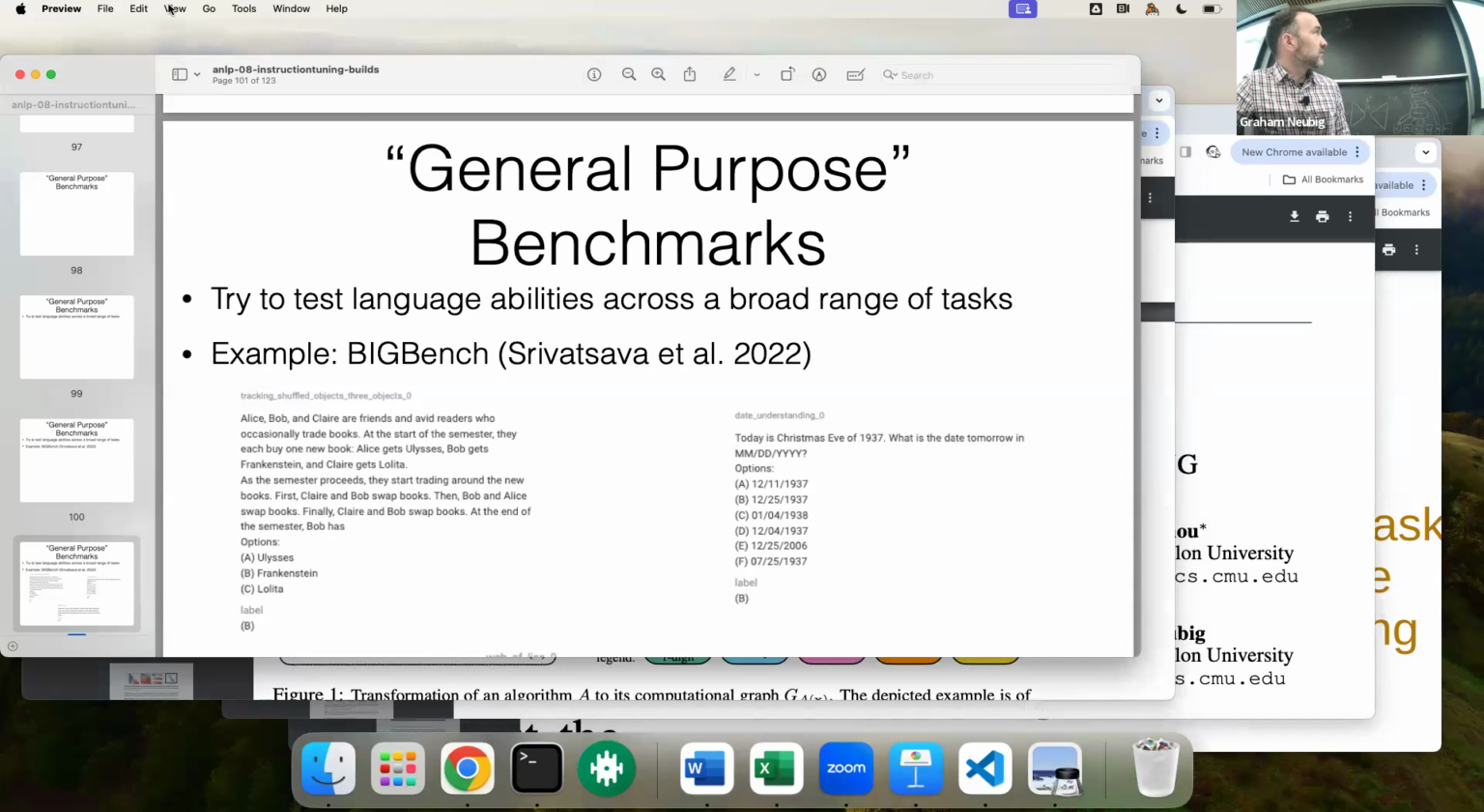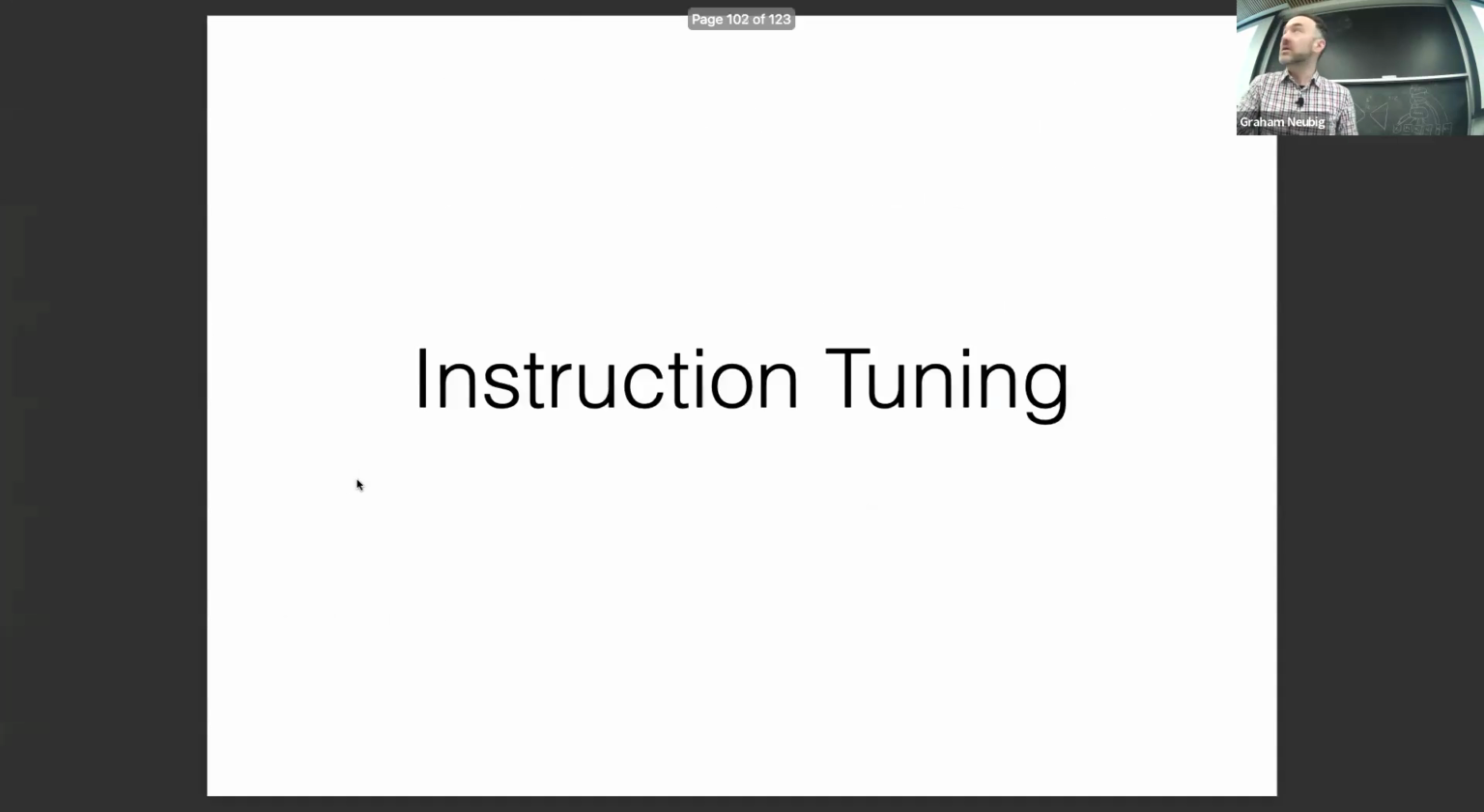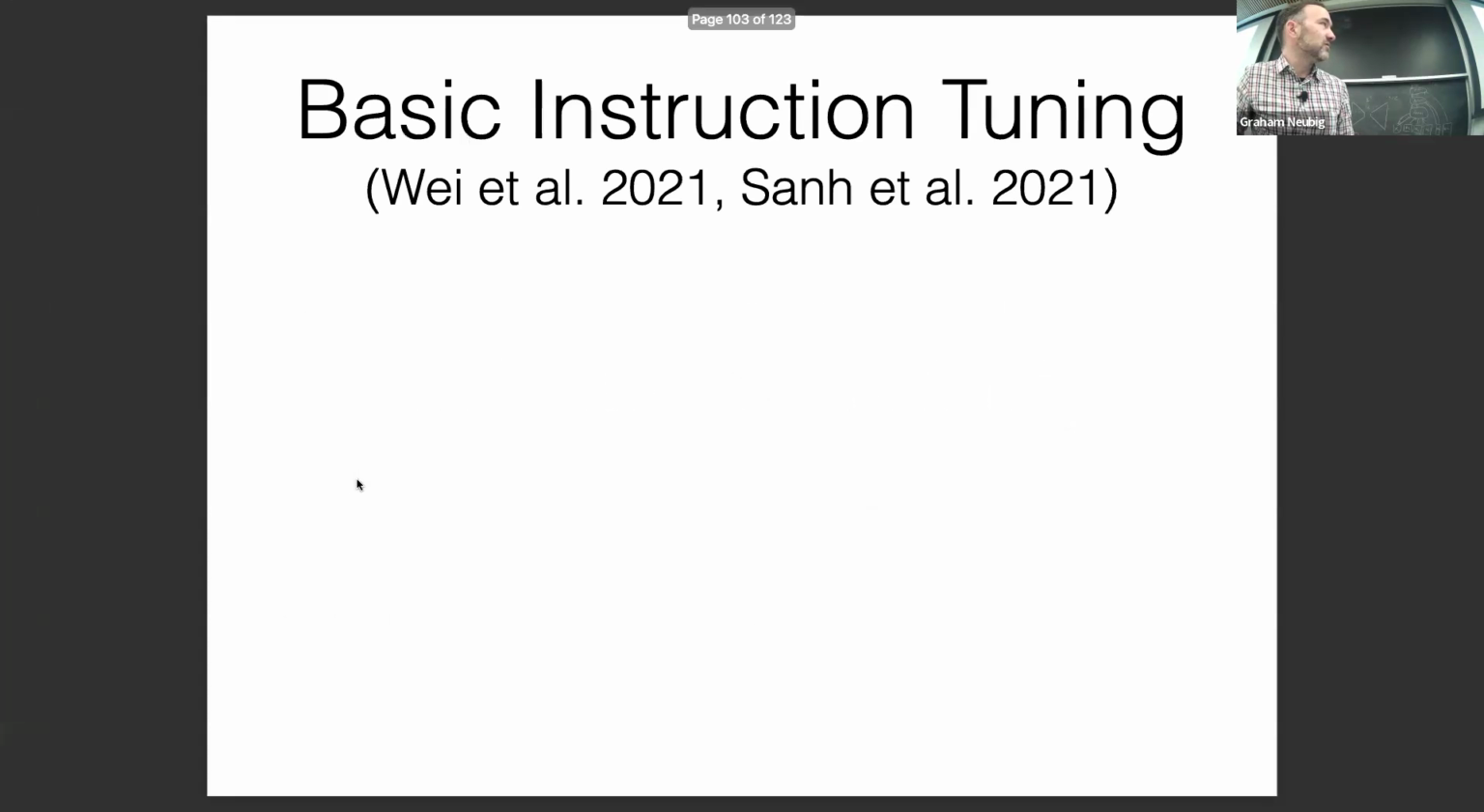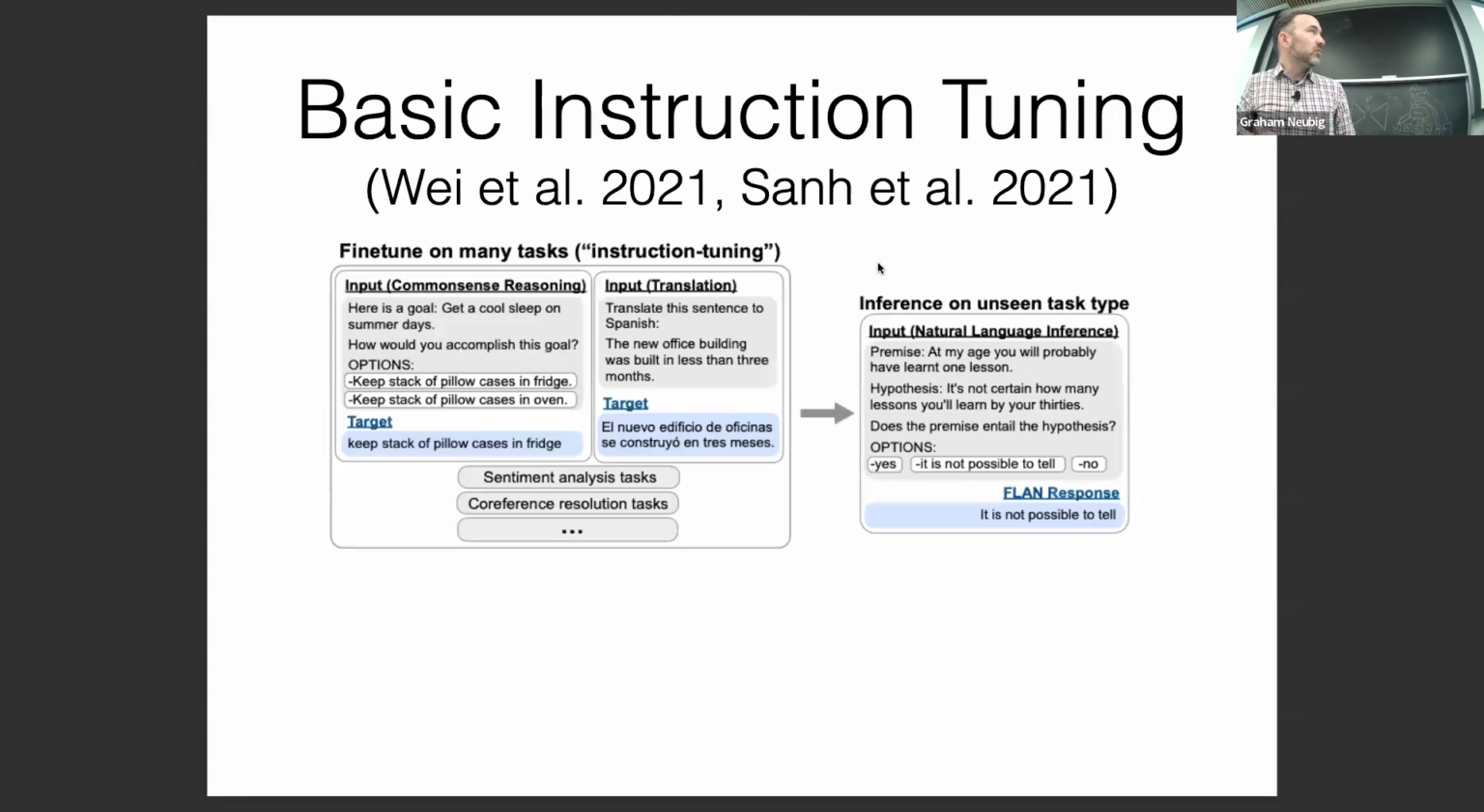If not, let me get on to instruction tuning. I don't have a whole lot about instruction tuning because it's conceptually pretty simple, but I would like to talk about all of it. Basic instruction tuning was proposed almost simultaneously by people at Google and people at Hugging Face. The way it works is you train on lots of tasks where you append the prompt and the input, and then you just train to generate the output.